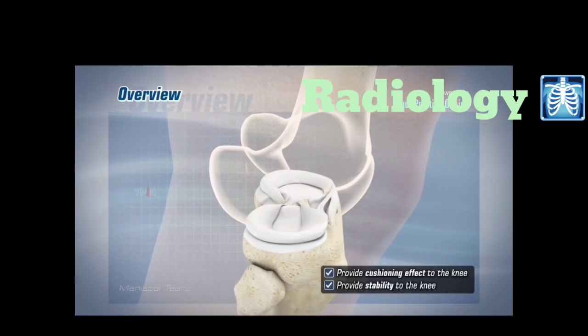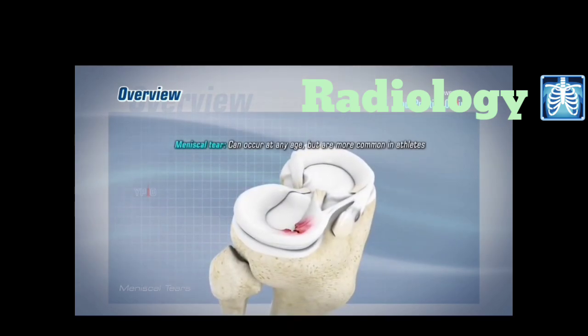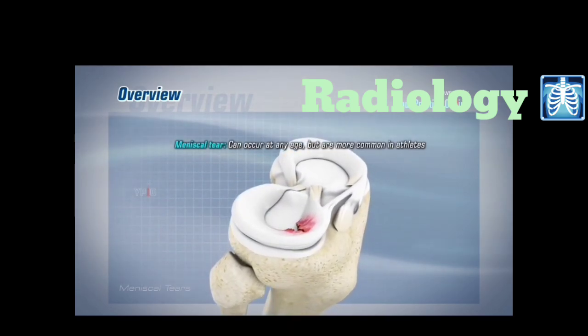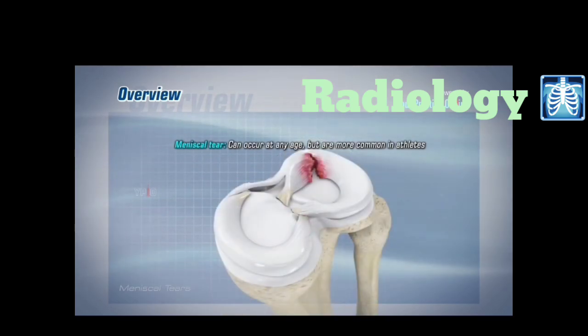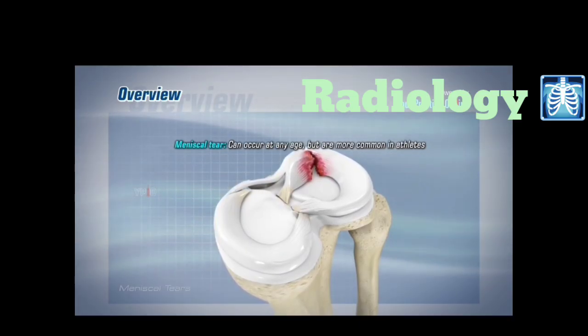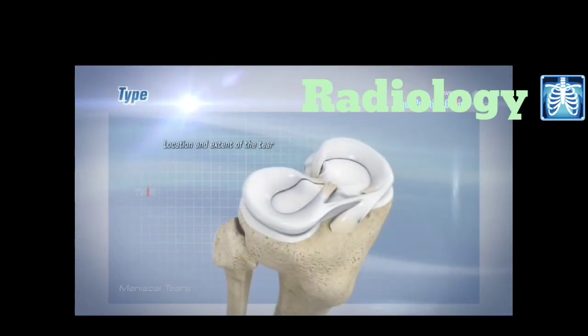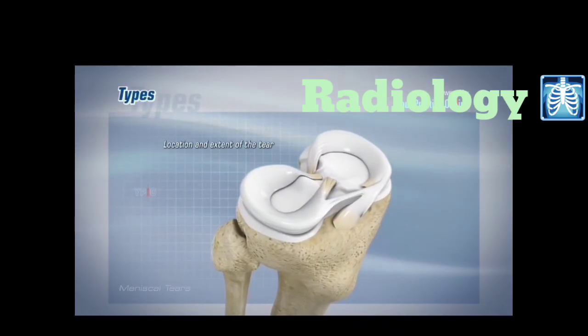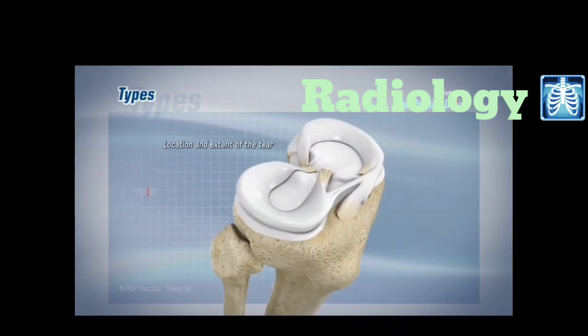Meniscal tears are one of the most common injuries to the knee joint. They can occur at any age, but are more common in athletes playing contact sports. The different types of meniscal tears are categorized according to the location and extent of the tear.